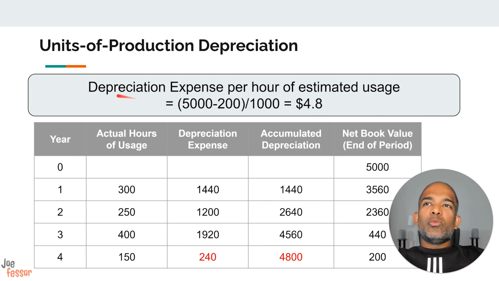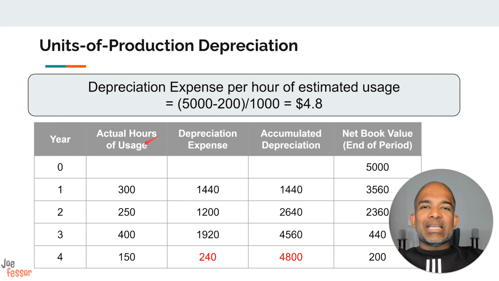In this method, first we have to calculate the depreciation expense per unit that is produced. Or in our case, the depreciation expense is calculated per hour of estimated usage of this particular equipment. Again, the cost of the equipment is $5,000. The residual or salvage value is $200. The estimated usage life is 1,000 hours. So if you subtract 200 from 5,000, that's $4,800, divided by 1,000 hours, that gives us a depreciation of $4.8 per hour of usage. So this is the rate of depreciation per hour.